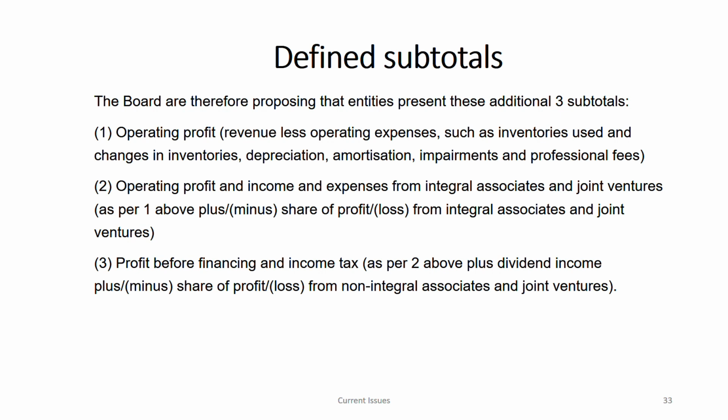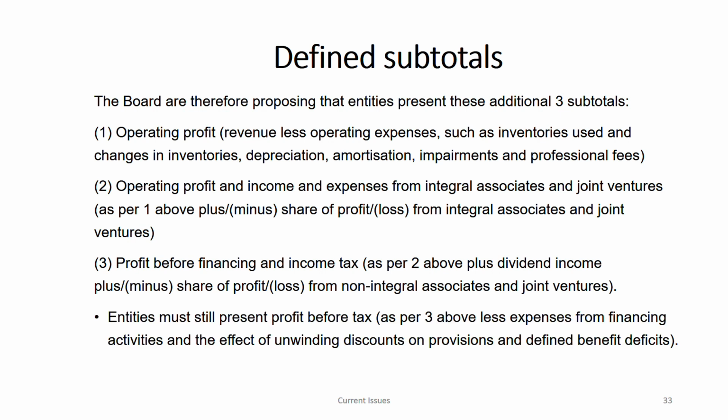In the second one, you are taking integral associates and joint ventures. Third one, non-integral associates and joint venture. Shortly you will understand the difference between these two. So entities must still present profit before tax. Still you have to present that profit before tax the way you have been doing it, the entities, as per 3 above. That means the third one, that's why I've written it 1 2 3.